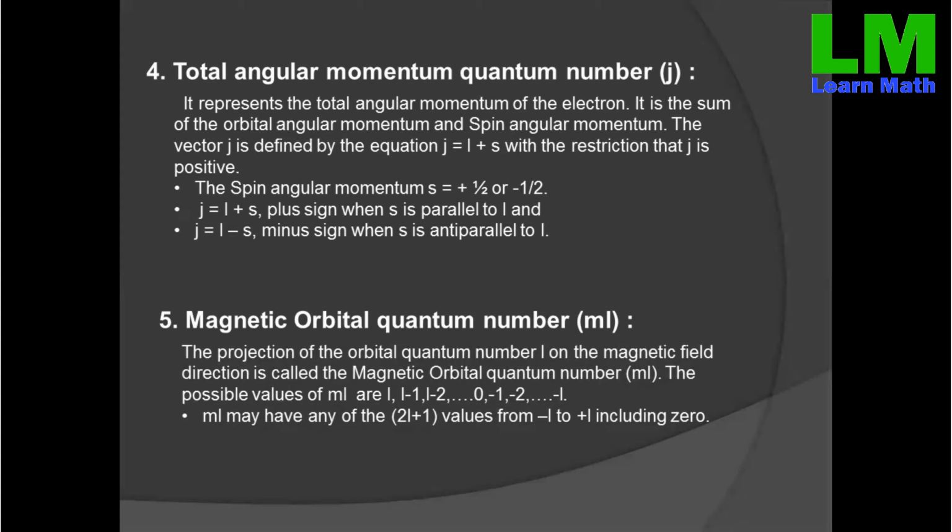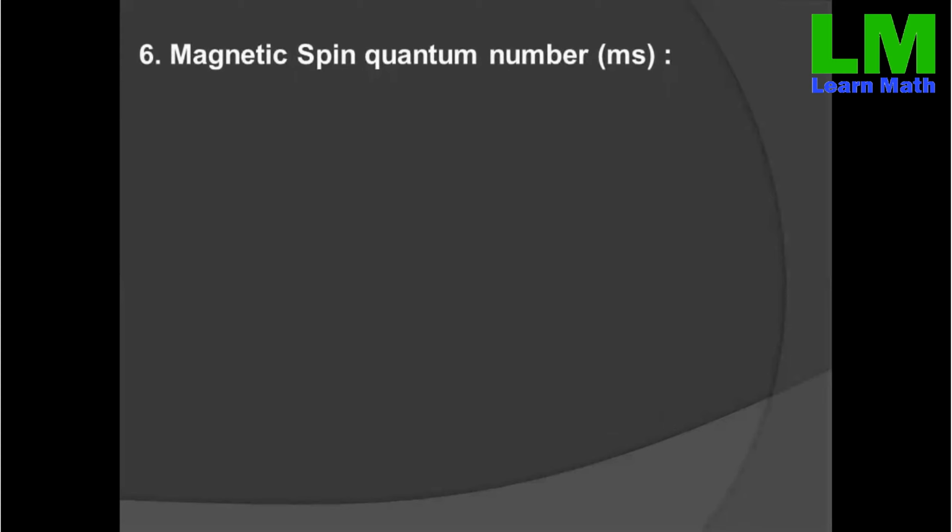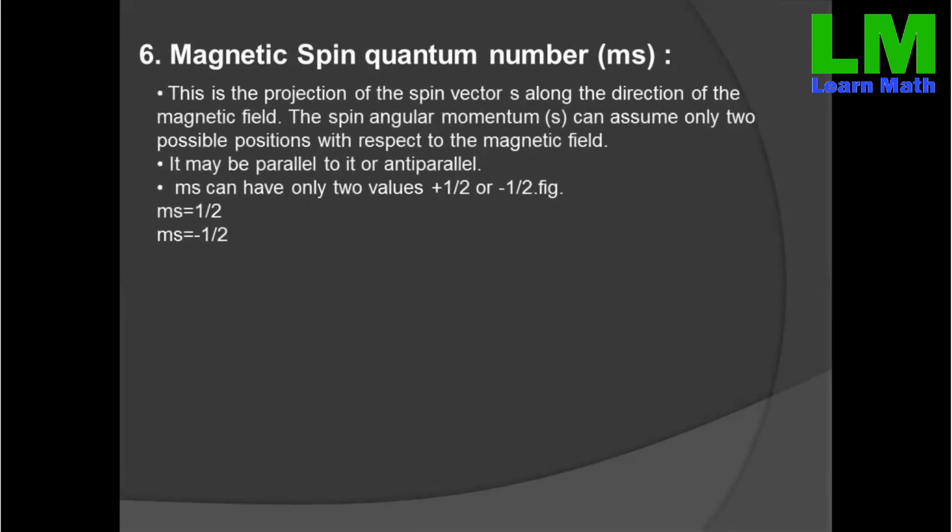if we know L. The sixth one is the magnetic spin quantum number. It is denoted by MS. This is the projection of the electron spin s along the direction of the magnetic field. The spin angular momentum may assume only two possible positions with respect to the magnetic field. It may be parallel to it or anti-parallel. The magnetic spin quantum number MS can have only two values, positive half or negative half.